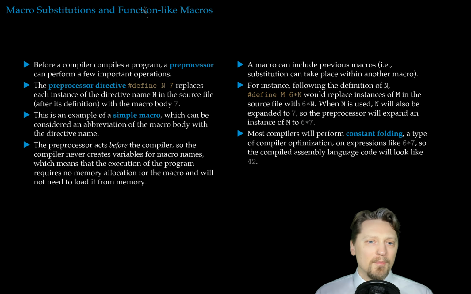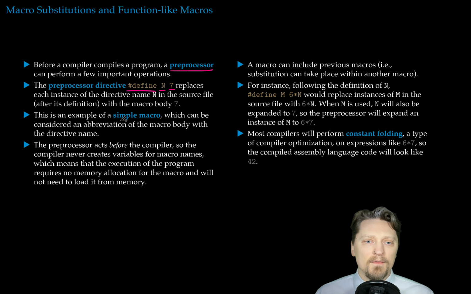Before a compiler compiles a program, a preprocessor can perform a few important operations. The preprocessor directive #define n 7 replaces each instance of the directive name n in the source file after its definition with the macro body 7. So wherever there's an n, now there will be a 7.